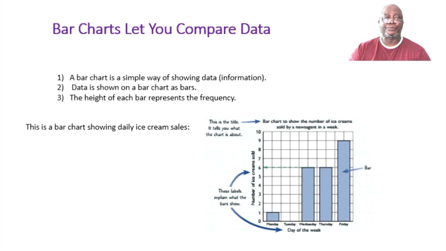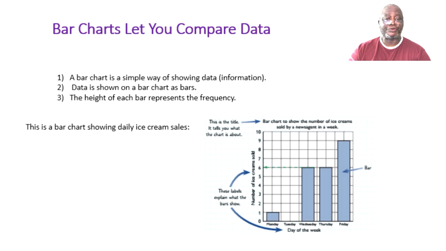Bar charts. What are bar charts? A bar chart is a simple way of showing data or information. Data is shown on a bar chart as bars. The height of each bar represents the frequency. What are frequencies? The number, or the total number, of each item.